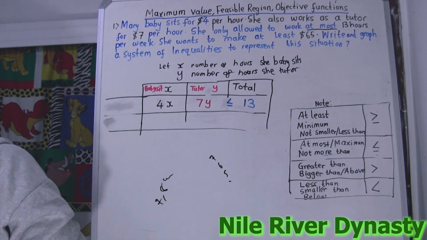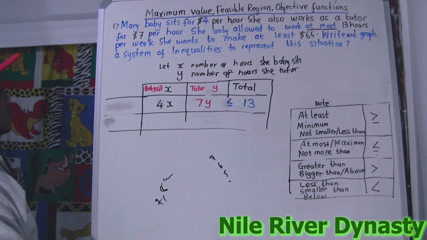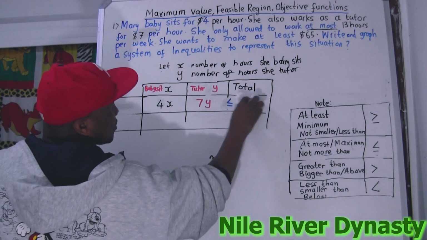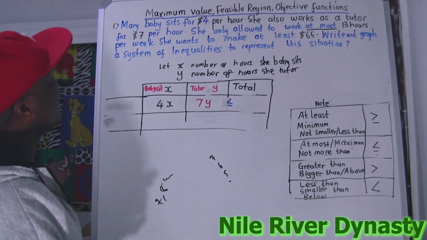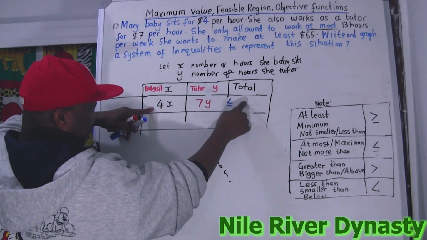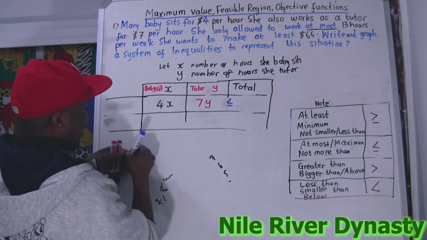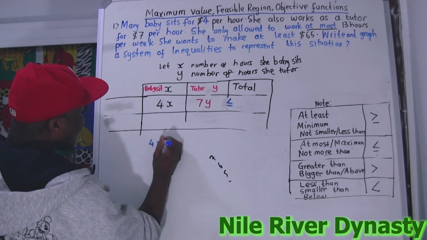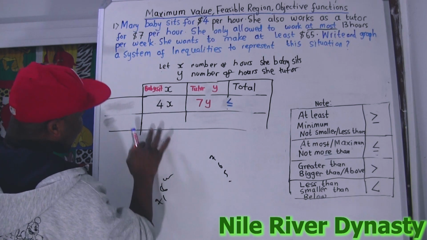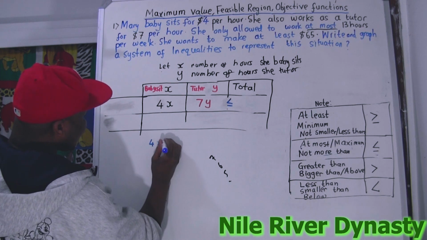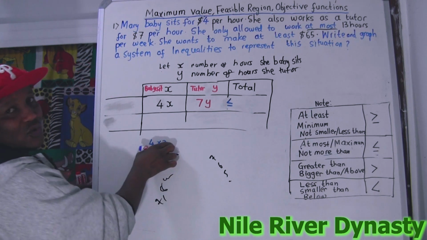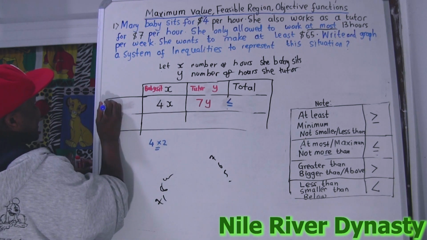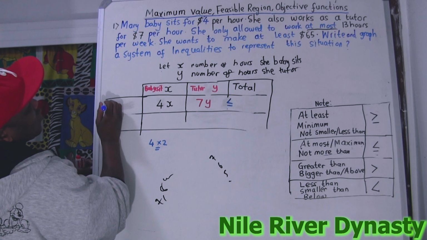Oh, meaning she wants to make $65. No, this is wrong. My apologies. This is wrong. This is not the number of hours. I'm wrong. This is the money, because now this guy, if he's going to work 4 hours times, let's say, every hour is $4, times, let's say, 2 hours. This is going to give us how much this person is going to get. So this is about how much total.